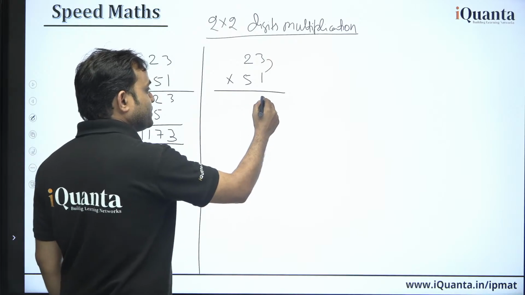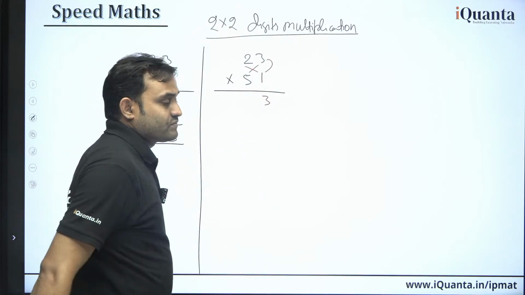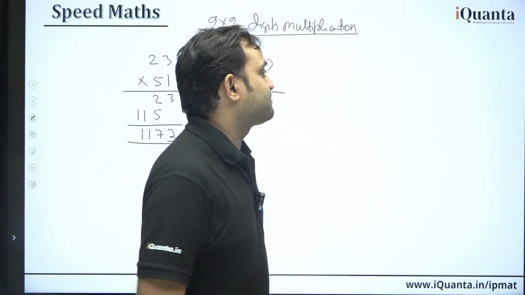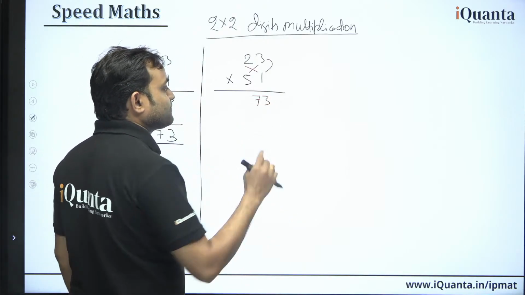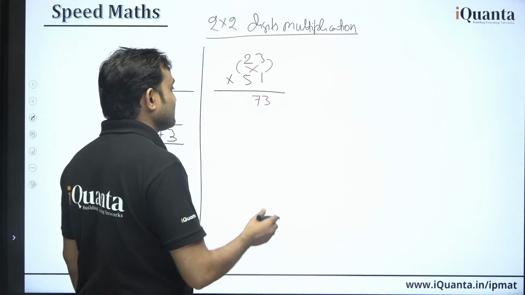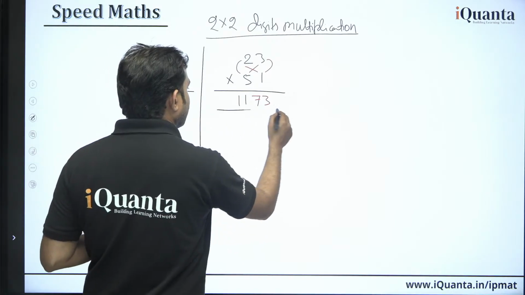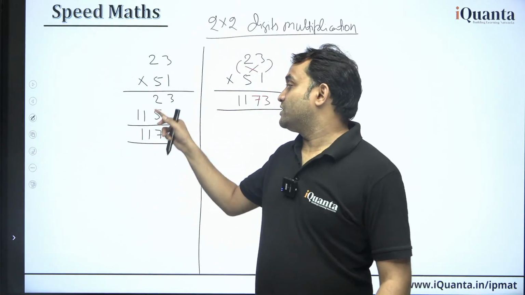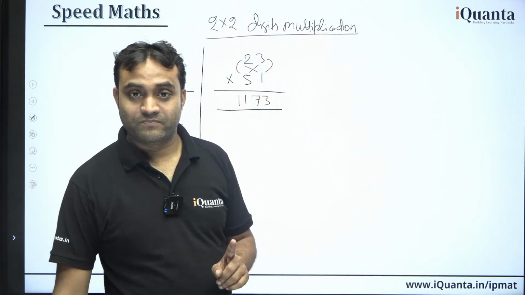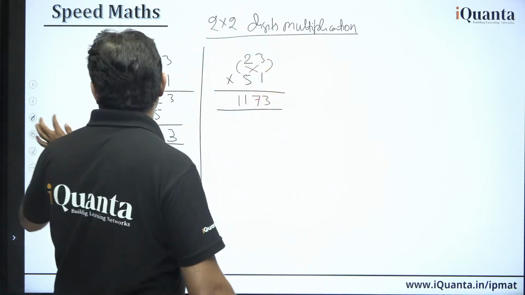3 into 1, we get 3. Then multiply 2 into 1 and 3 into 5. 2 into 1 is 2, 3 into 5 is 15. Add these two. 15 plus 2 is 17. Then carried forward is 1. Now multiply these two numbers. 5 into 2 is 10 plus the carry 1, 11. See, we got our answer in only one step. Here we have 1, 2, 3 steps. Here we have only one step, right? Isn't it better? Let's take another example.